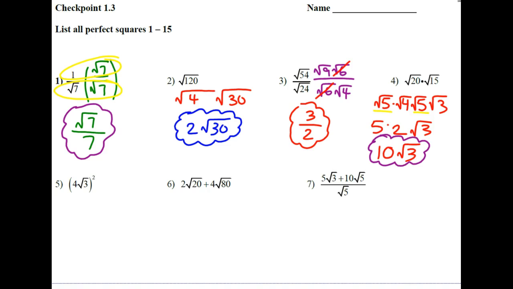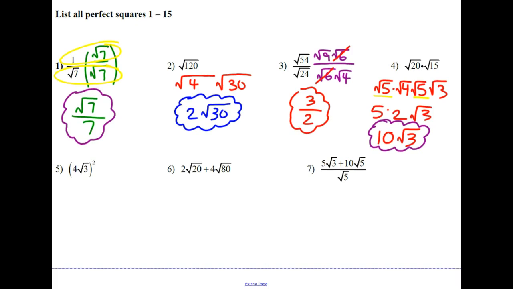Okay, then we cruise down to the bottom half of this checkpoint. Let's take a look at 4 root 3 squared. What does that mean? Well, that means multiply by itself. So 4 root 3 times 4 root 3, that's going to be 16 times 3, which is 48. So there we go. We got 48 right there. That's just a regular old 48. That's one way to say it.